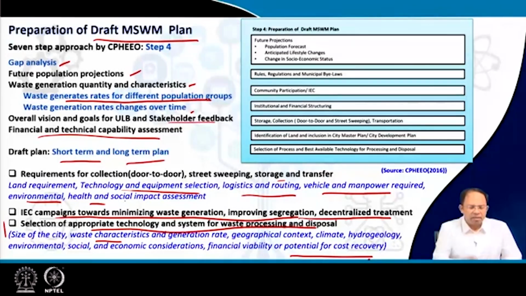Then we will design this kind of street sweeping system or door-to-door collection system for different urban areas. So we will learn about doing all these things in subsequent lectures. But this is what the draft plan preparation includes. This is summarized in this particular figure. As you can see, we require future population, then rules, regulations and municipal bylaws that have to be adhered to, community participation, institutional financial structuring, storage, collection and transportation, identification of land, which has to be included in the master plan, and selection process of best available technology.